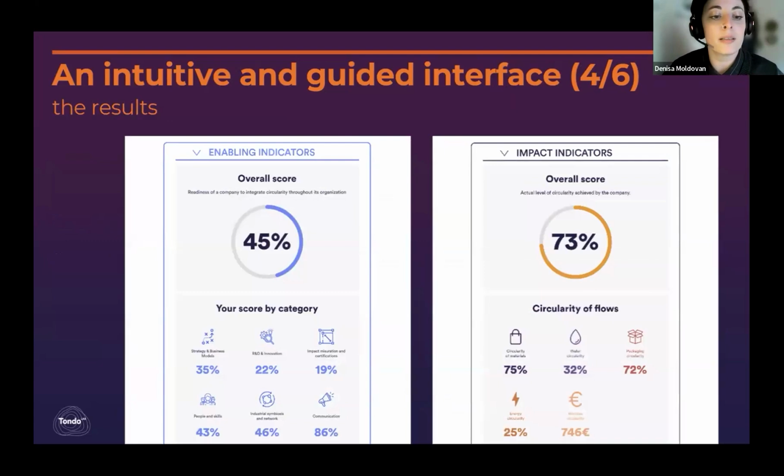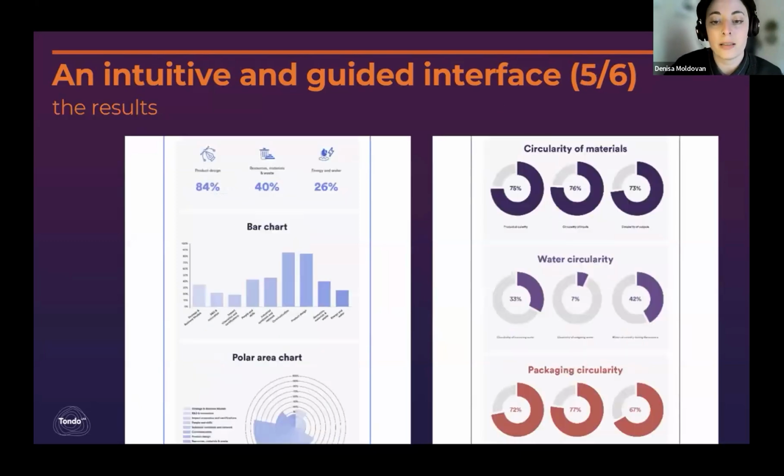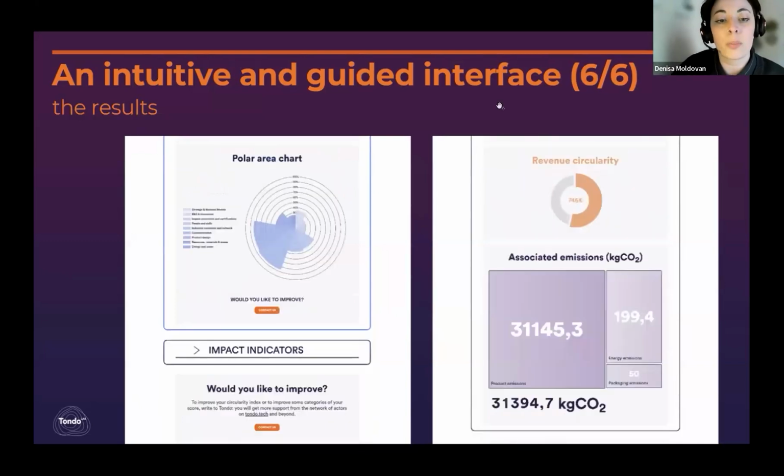At the end of the measurement, users receive detailed graphic representation with insights presented in overall and category-specific circularity scores. As you can see, there are graphical representations such as bar charts, polar diagrams, and so on. And at the end, it's also possible to download the results for an in-depth analysis and decision making.